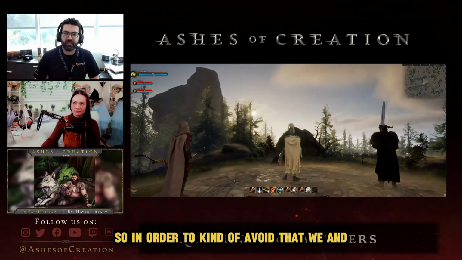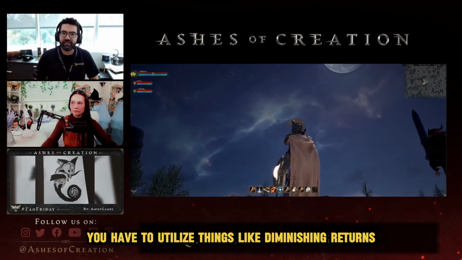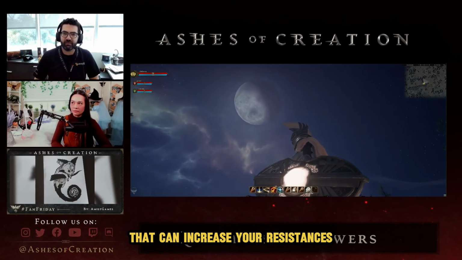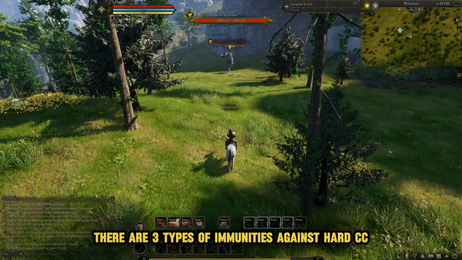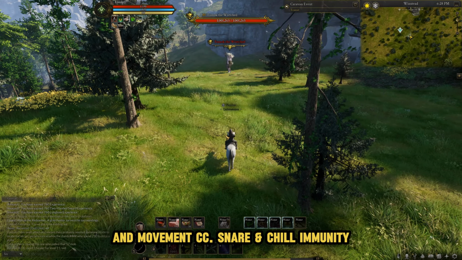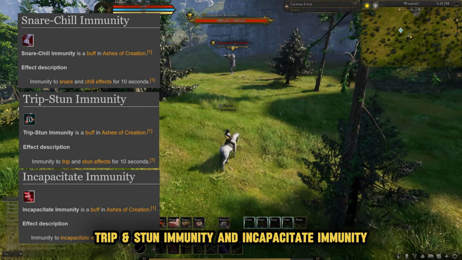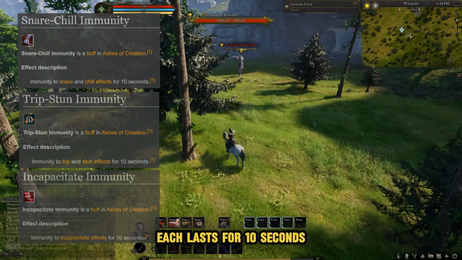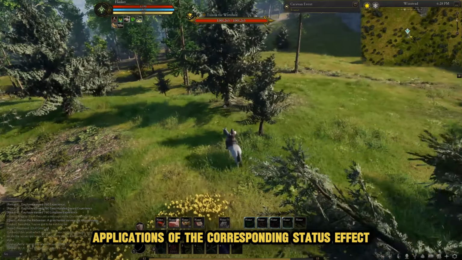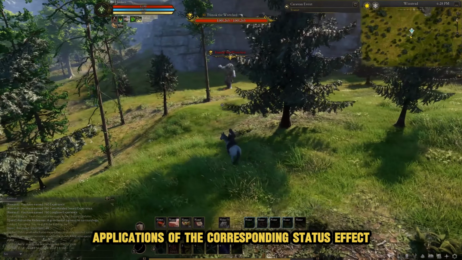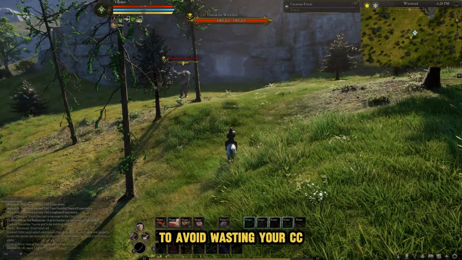So in order to avoid that, and to accommodate a massively multiplayer setting, you have to utilize things like diminishing returns that can increase your resistances when you suffer those types of effects. Currently, there are 3 types of immunities against hard CC and movement CC: snare and chill immunity, trip and stun immunity, and incapacitate immunity. Each lasts for 10 seconds and is triggered automatically when a target suffers from too frequent applications of the corresponding status effect. So it's always a good idea to keep an eye on your enemy's debuff bar to avoid wasting your CC.